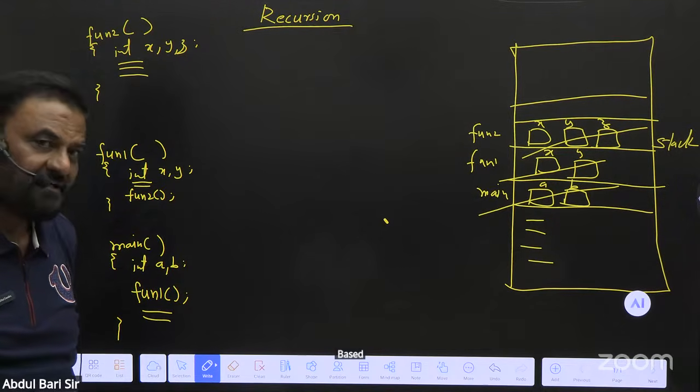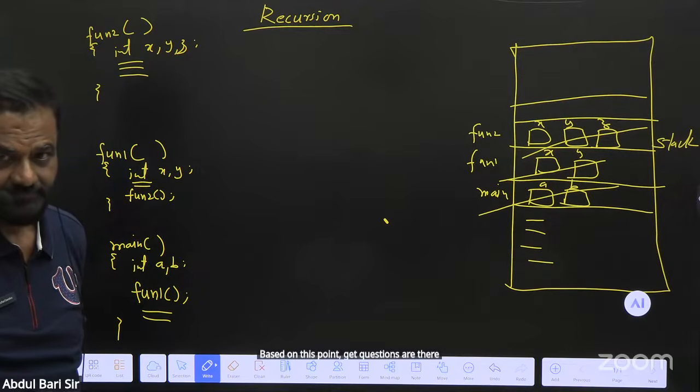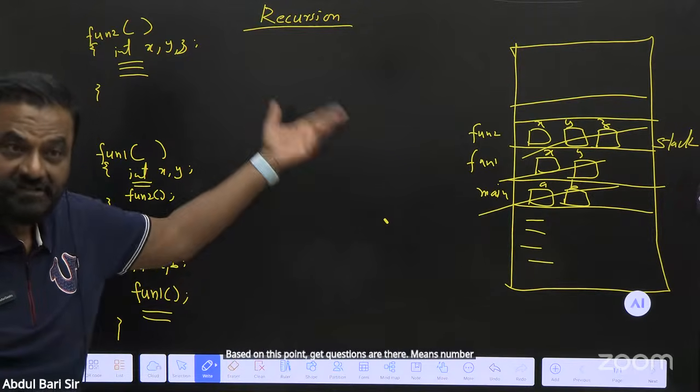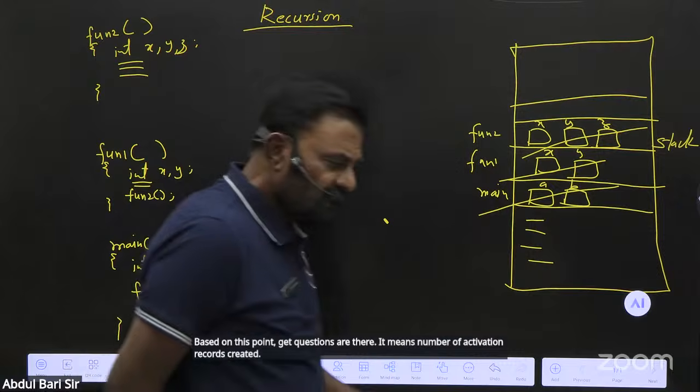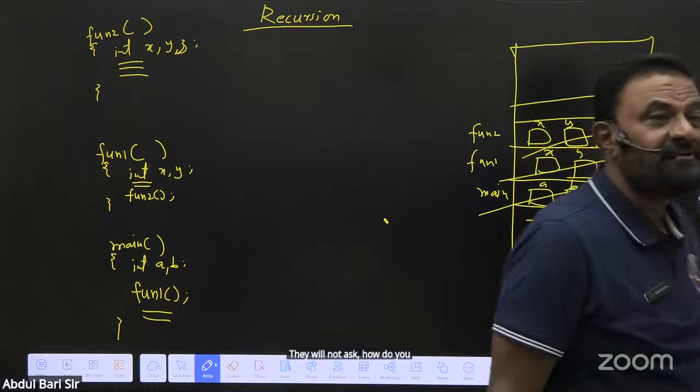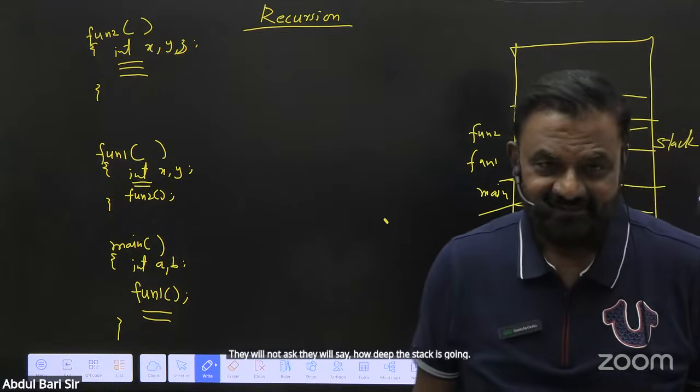Based on this point, GATE questions are there, meaning the number of activation records created. They will not ask how deep, they will say how deep the stack is going. 3.